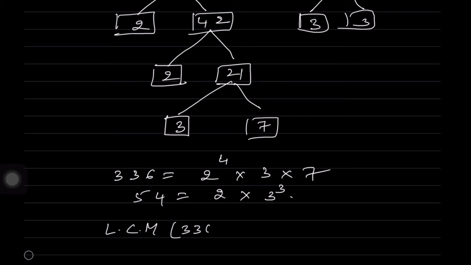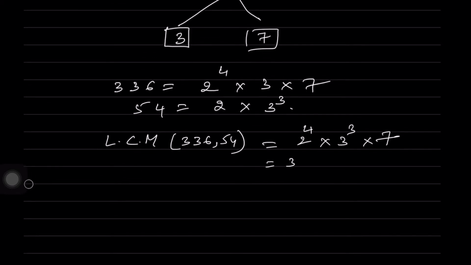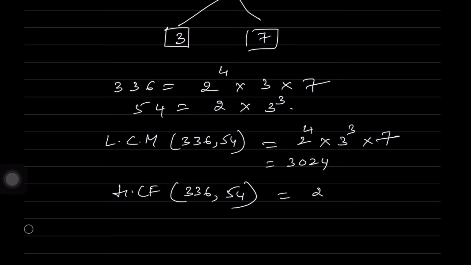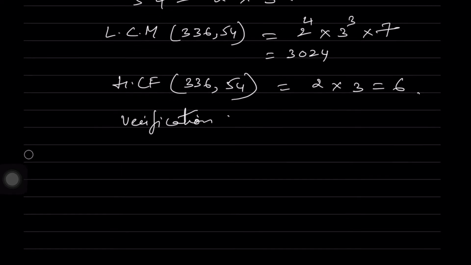So HCF is nothing but the common factors in both of them. 2 is common and 3 is common. So 2 into 3 is 6. LCM is nothing but 2 to the power of 4. The highest power of 2 we are taking, the highest power of 3, and 7. So 2 to the power of 4 into 3 cubed into 7, which is 3024. And HCF of 336 and 54 is 2 into 3, which is 6, the common in both of them.